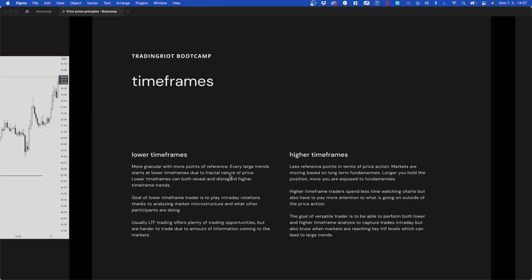Only watching a weekly chart in this example would get you pretty late to the trend, because you would wait for any sort of confirmation on a weekly chart. But if you go to the lower time frames, you will be able to spot these changes more quickly. And as I said, the lower time frames can both reveal and disregard higher time frame trends.